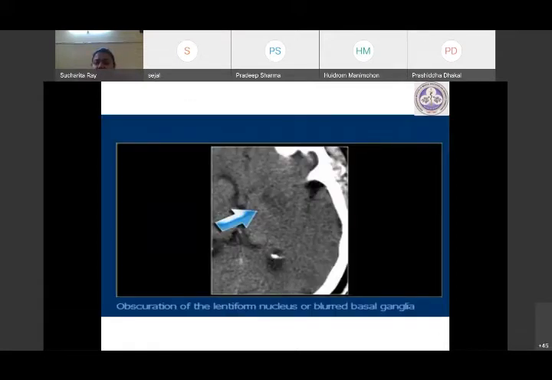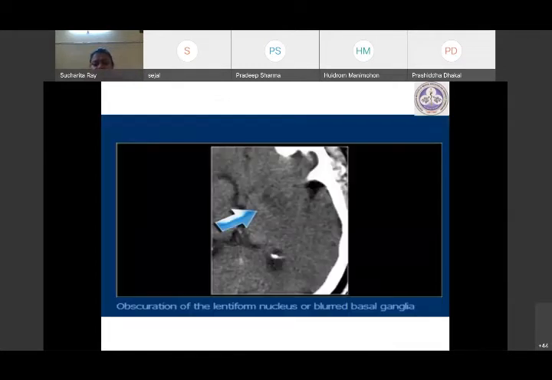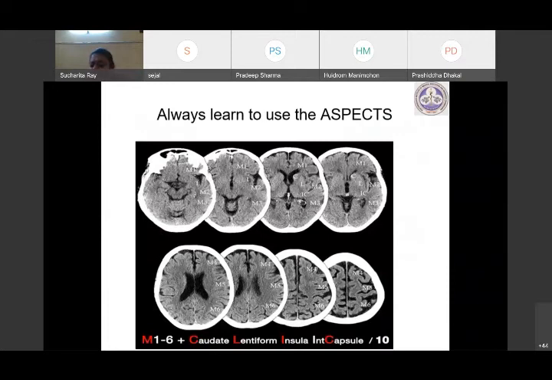Now, this is also another blurred basal ganglia, hardly visible. We don't expect you to be able to catch it, but if you do, it's great. Similarly, the insular cortex, which is highly susceptible to ischemia, can also show a similar loss of the sign, which is called the insular ribbon sign. I think I've misplaced the slide. It will come slightly later.